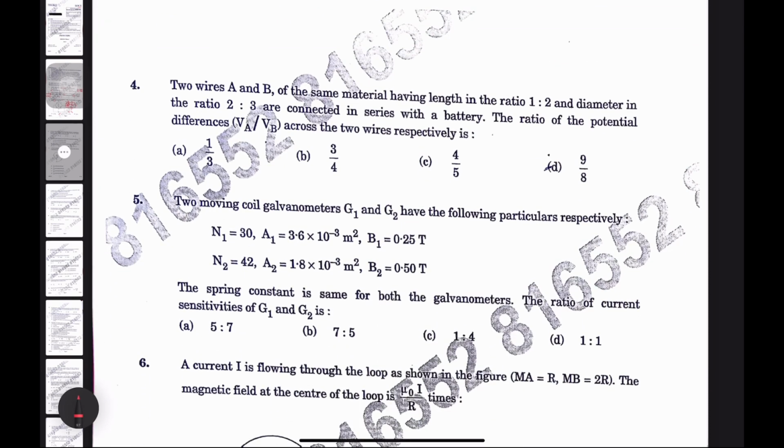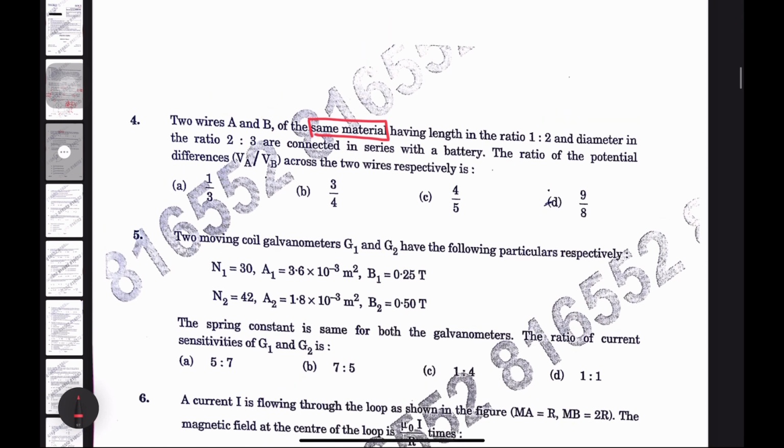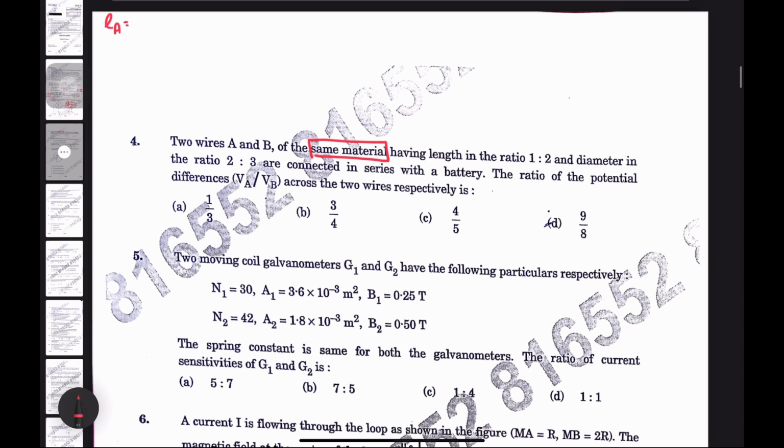Now, fourth question is, we are having two wires A and B which are made up of same material. So this is the word which is needed to be focused, having length in ratio 1:2 and diameter in ratio 2:3. So length of wire A, let's say it is X. So if we take length of wire A to be X, length of wire B will automatically become 2X because the ratio is 1:2. And they are having the diameters in the ratio, that is diameter of A is equal to 2Y and diameter of B is equal to 3Y. Or from this information we will just convert it into radius of A is equal to Y and radius of B is equal to 3 by 2Y.